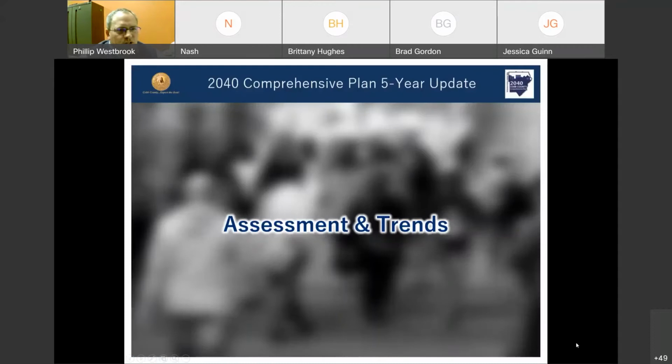We're going to move into the assessment and trends. David Webb, our intergovernmental coordinator, will take over from here to give us some of the existing conditions for Cobb County. This will help us establish baseline conditions and provides a context for assessing potential impacts throughout the county. So, David, if you want to take it away. Thank you, Phil. Good evening, everyone.